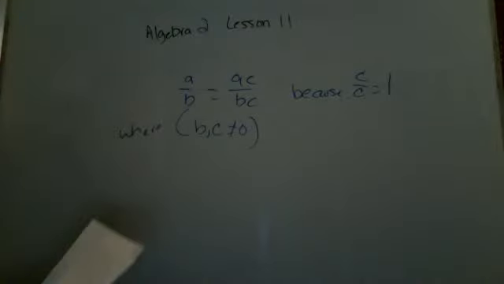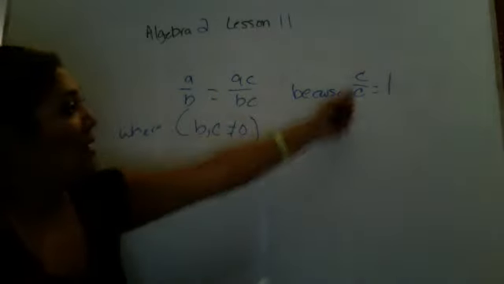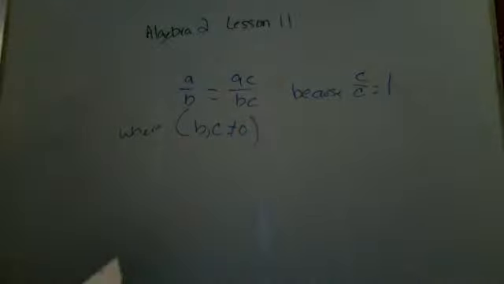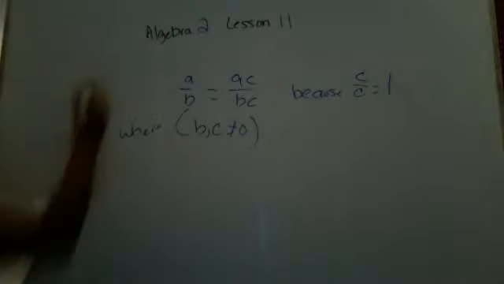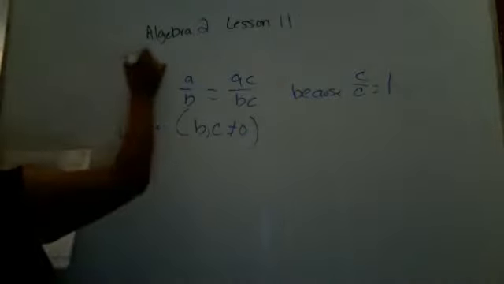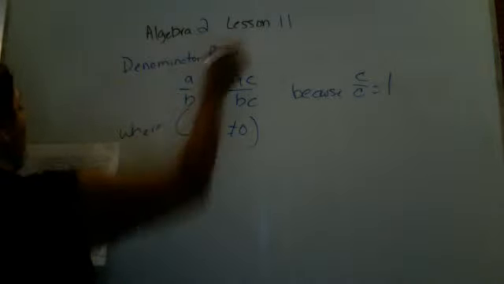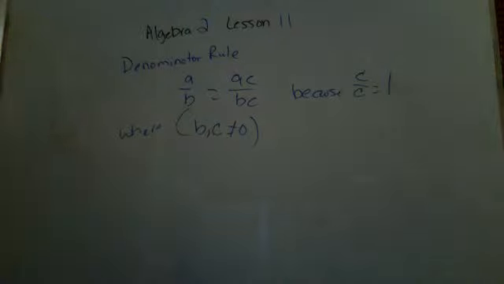Okay, that is the denominator rule. And it says the denominator and numerator of the fraction may be multiplied by the same non-zero quantity without changing the value of the fraction. So this is called the denominator rule, or we can think of it as a fundamental theorem of rational expressions. But this is the rule. You need to write it down. If you need to pause this, you may pause it.